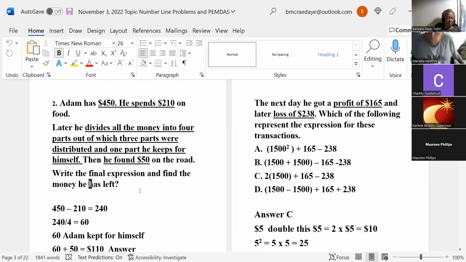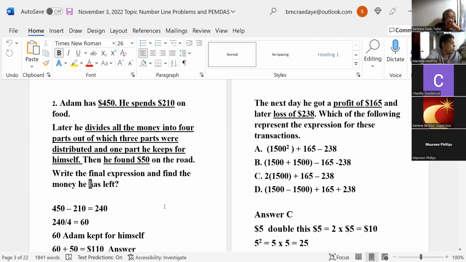$240 divided into 4 parts. Each part is equal to what? 4 parts. $240 divided into 4 parts. It'll give you 60. That's right. That's exactly what Marietta did. 240 over 4 is 60.